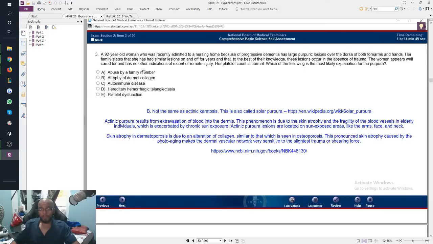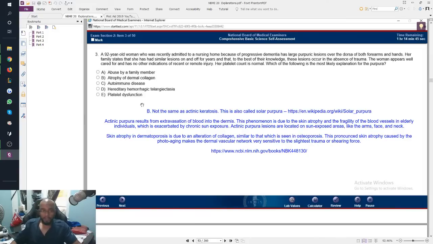Abuse by a family member is immediately wrong because she's at a nursing home and everything from the physical exam was just fine. Right? No indications of recent or remote injury. Autoimmune disease is a possibility. Platelet dysfunction is something you could think of. But atrophy of dermal collagen makes the most sense. She's 92. She's really old. She's going to die soon, right? So it makes sense for her dermal collagen to be atrophying. There's really no reason for it to not. Many other things in her are probably also atrophying.